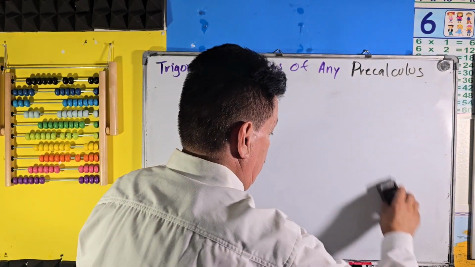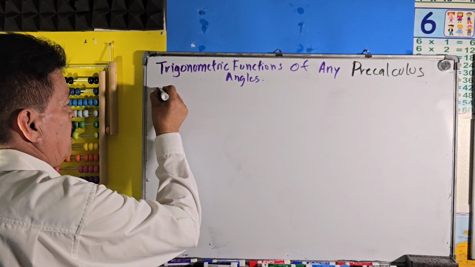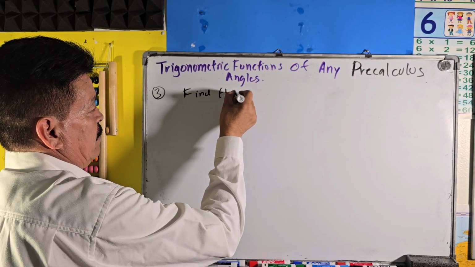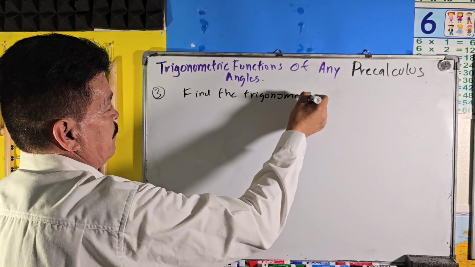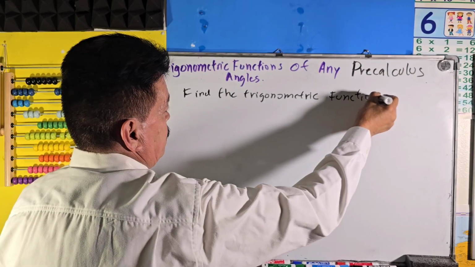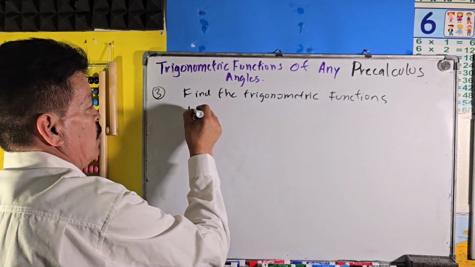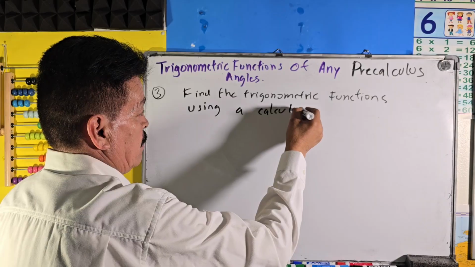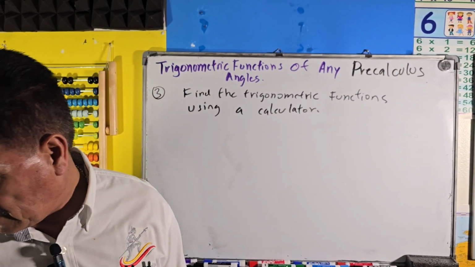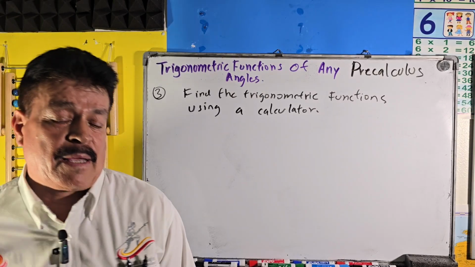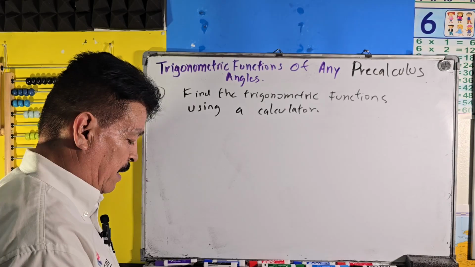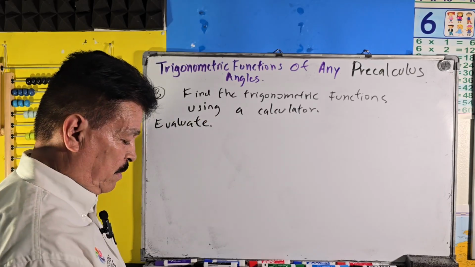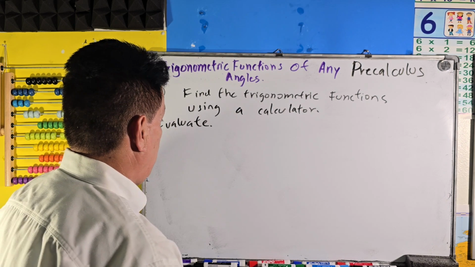Okay, let's go to another section. This section is number 3. It's a little bit different, but find the trigonometric function here. It's very easy, but now we have to use a calculator to solve our problems. I have my calculator here, so use your calculator. I'm going to show you one problem here. It's very easy with the technology right now.